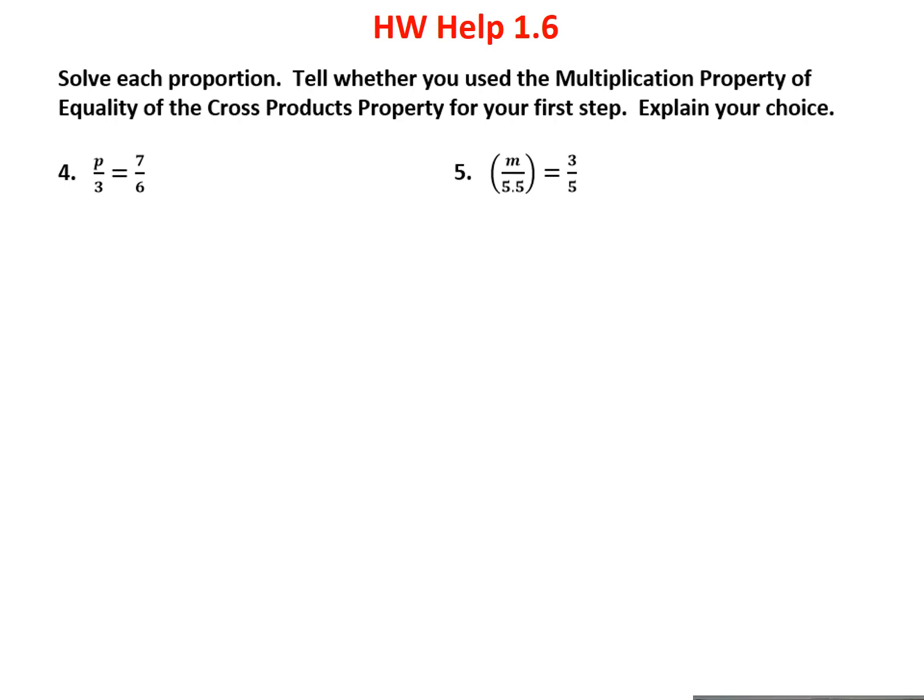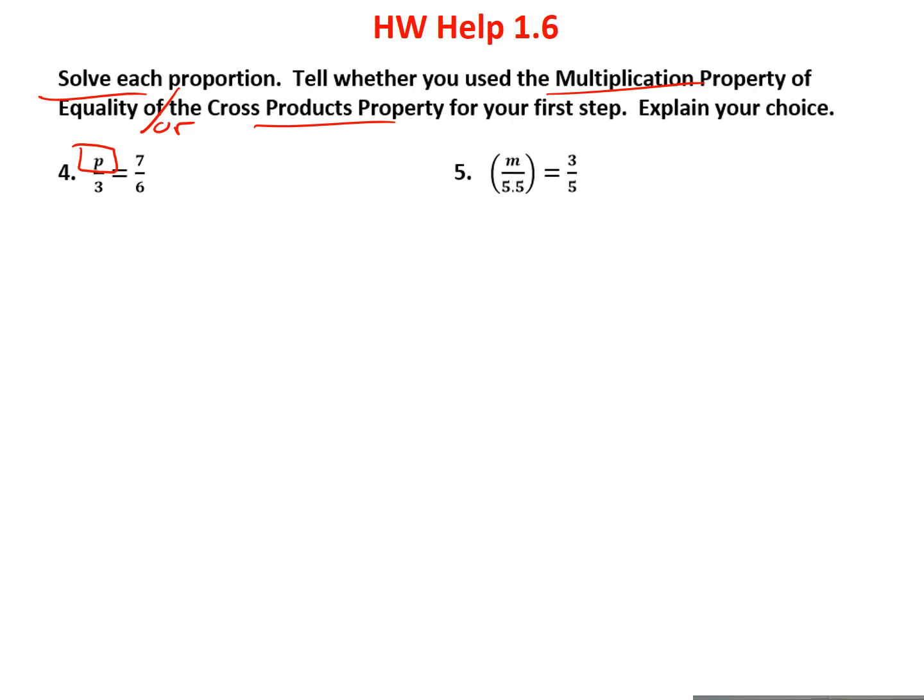In the next problem, they ask us to solve each proportion, but they want to know if we're just going to use the multiplication property of equality or the cross products property. And the answer to this always depends on where the variable is. If the variable is in the numerator, we don't need to use the cross products because we can simply undo the division. When the variable is in the denominator, that's when we use the cross product.